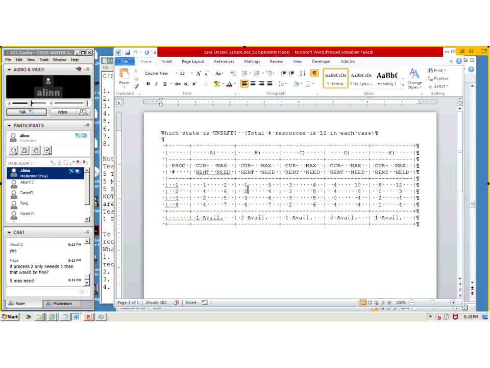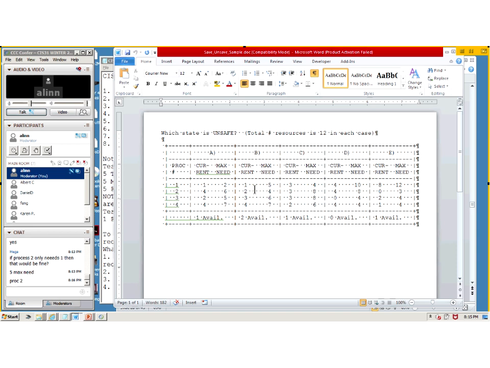Process 1 has 1, needs 5. Process 2 has 2, needs 4. Process 3 has 3 and needs 6. And process 4 has 4 and needs 7. Okay. So I could give the 2 to which process to allow it to complete?